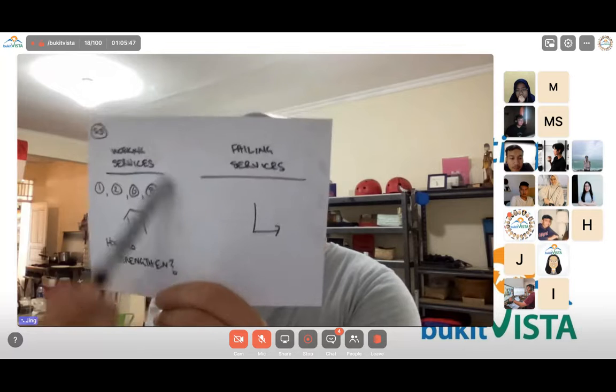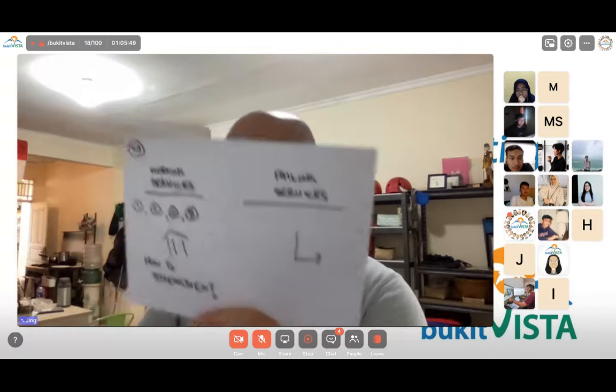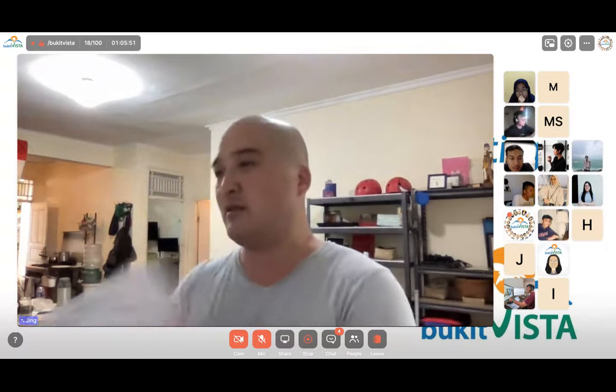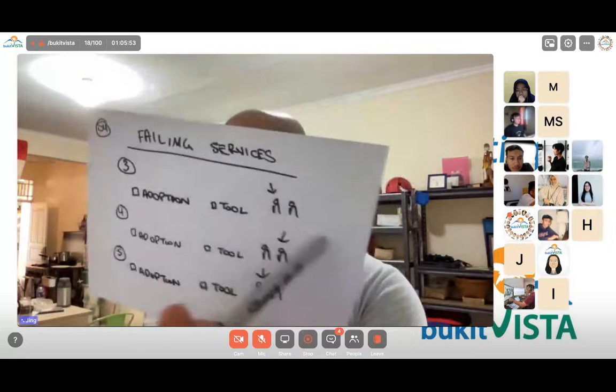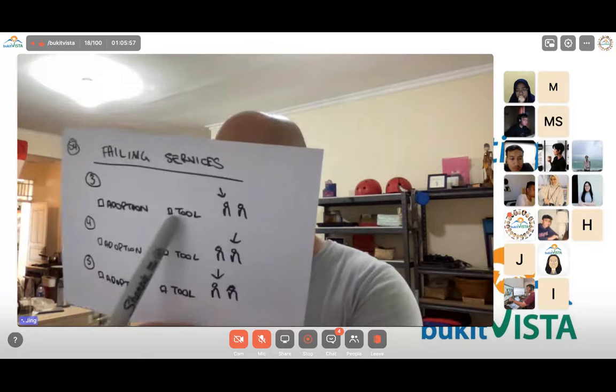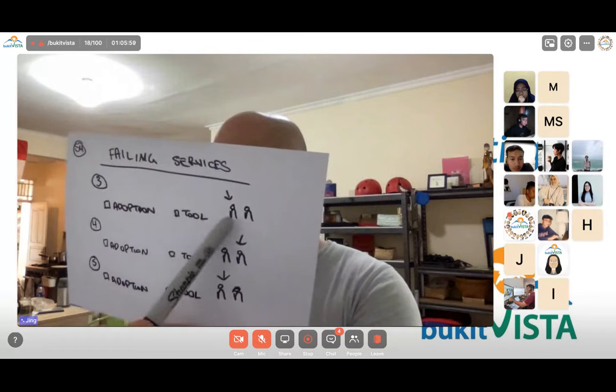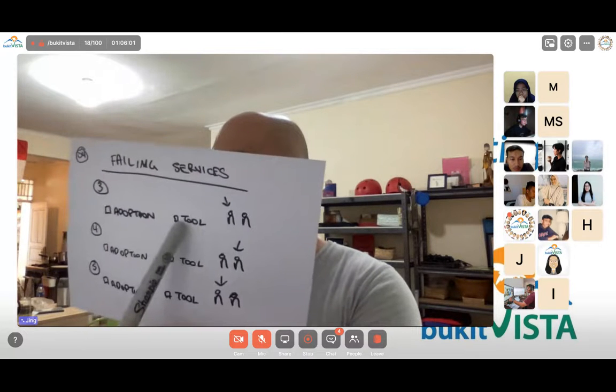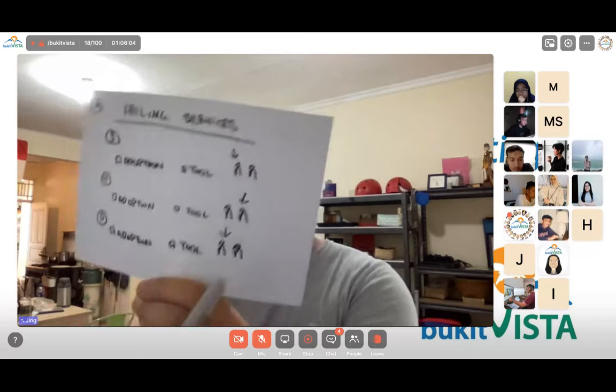Great. How do we strengthen these services? Well, we have other services that are failing. And then what do we need to do on those? We need to understand, for the services that are failing, is it a problem of adoption or is it a problem of the tool? Who is responsible for the adoption? Who is responsible for the tool? And so on and so forth.